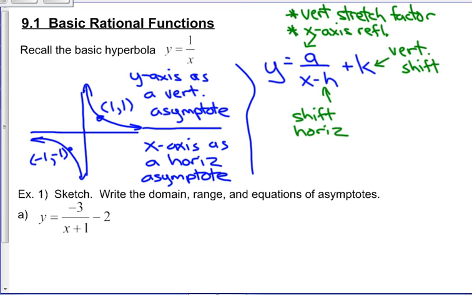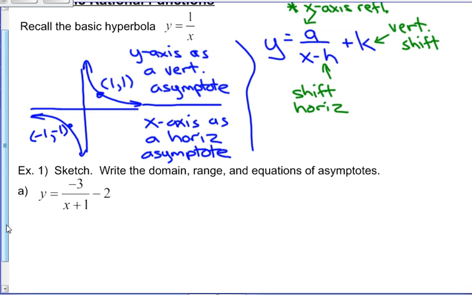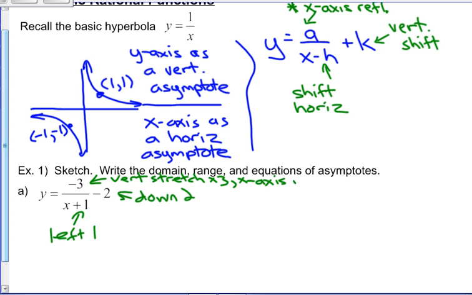Okay, so with that in mind, let's do a sketch of one of these transformed functions. Right over here, I've got one of these hyperbolas, which I often think of as a butterfly. The shape is a butterfly. And let's see what's going on. We've moved left 1, and we've moved down 2. We can also say that there's a vertical stretch by a factor of 3, and there's an x-axis reflection.